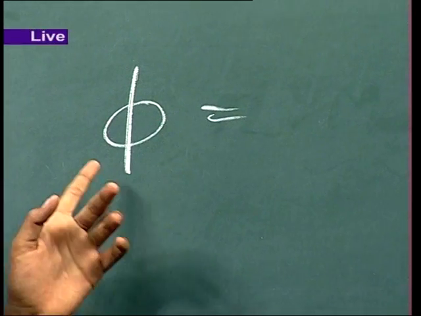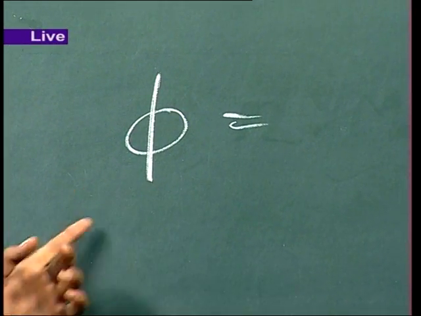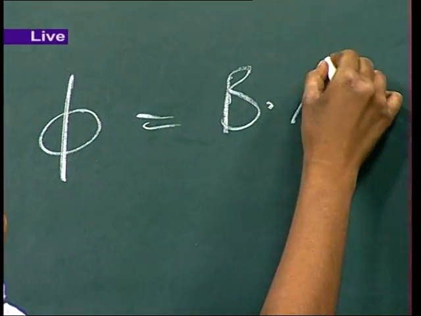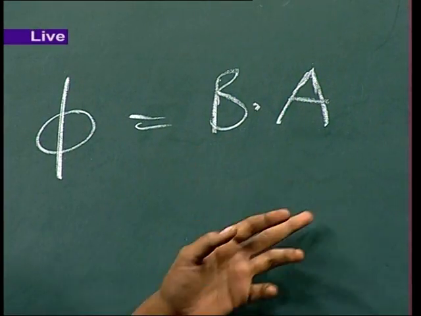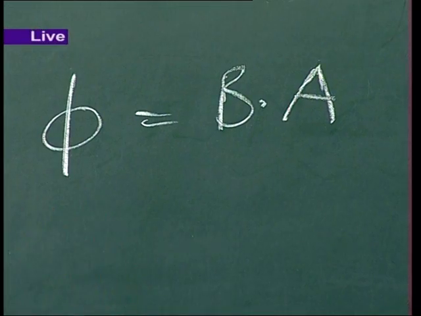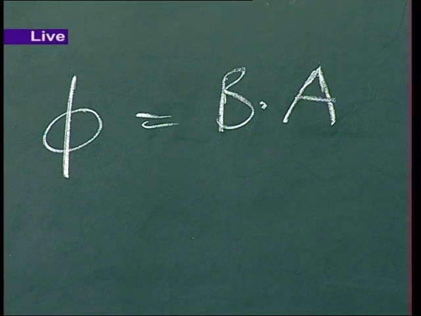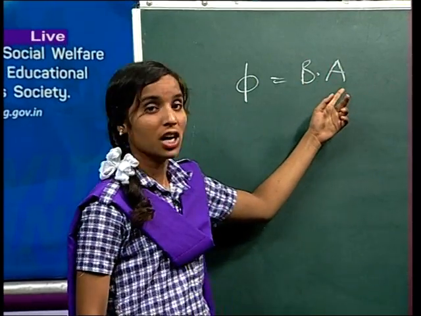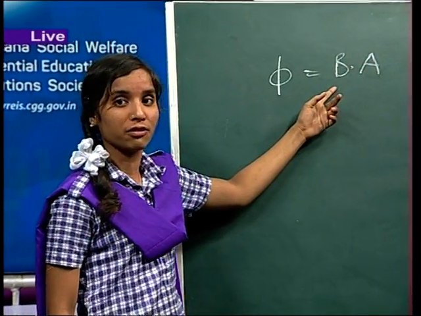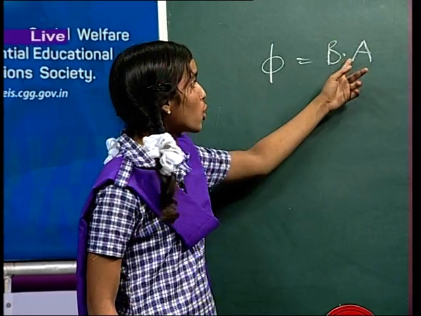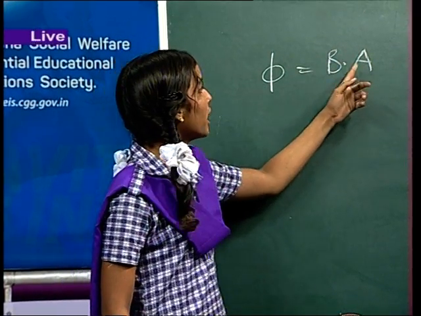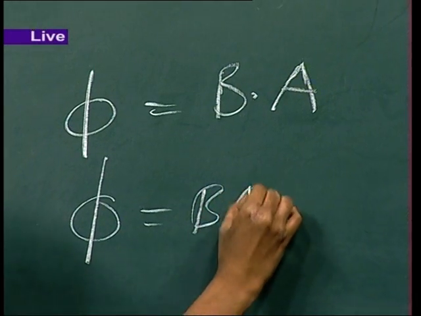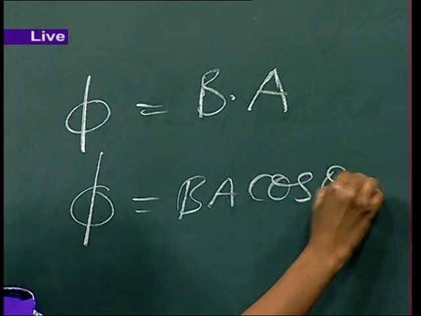Phi is nothing but magnetic flux. So here phi is equal to B into A. Why am I writing it as B into A? Because magnetic flux, as we discussed before, is a product of the magnetic field and the area vector. Here B is the magnetic field and A is the area vector. So we can write it as phi is equal to BA cos theta.